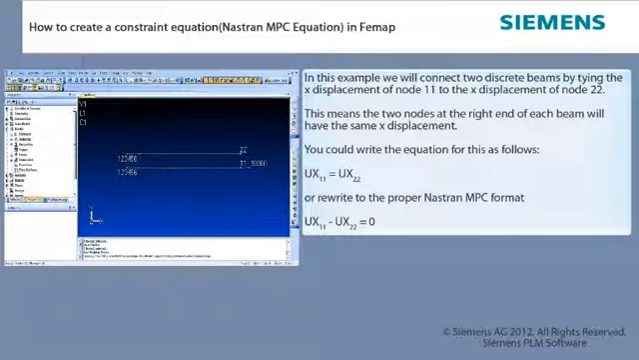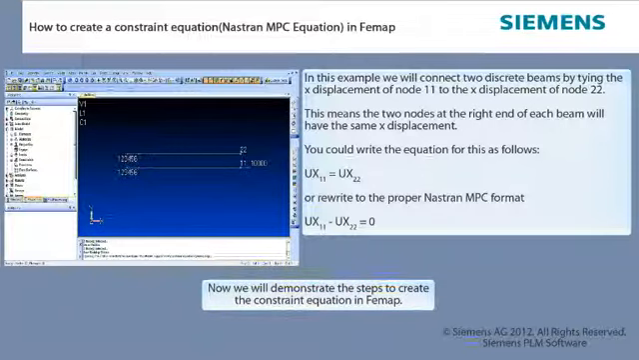First, we write our equation in engineering form with ux of node 11 equal to ux of node 22. Next, we reform the equation with all terms on the left side of the equation and 0 on the right side. This form is required to meet the Nastran MPC equation syntax.